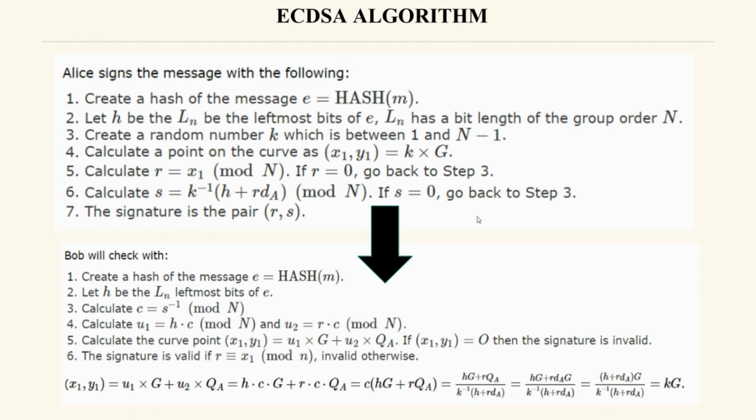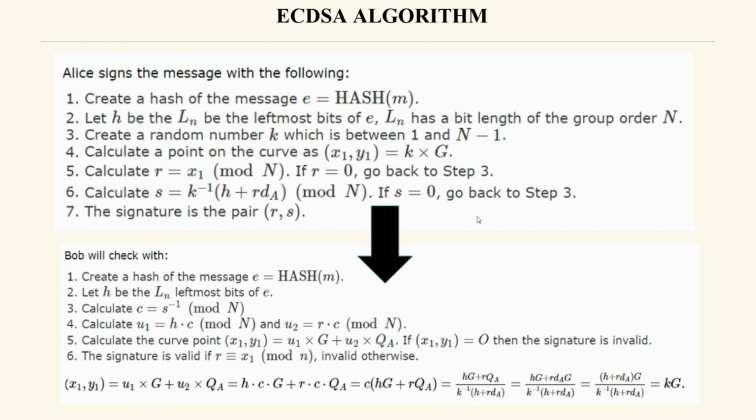The ECDSA algorithm that we have used is described on the screen. Say Alice signs the message with the following. First, create a hash of the message, e equal to hash(m). Second step, let h be the Ln leftmost bits of e, where Ln is the bit length of the group order n. Third, create a random number k which is between 1 and n minus 1. Fourth, calculate a point on the curve (x1, y1) equal to k times G. Fifth, calculate r equal to x1 mod n.